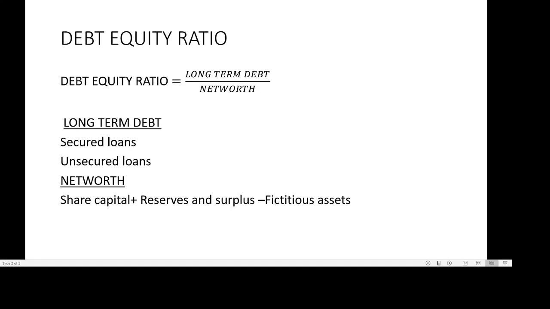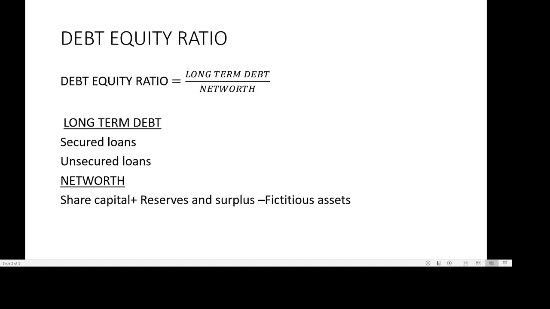In this session, I am going to explain the concept of a debt equity ratio. Debt equity ratio is a financial ratio which indicates the relative proportion of debt and the shareholders' equity which is used to finance a company's assets. This ratio is used to evaluate the leverage of a company.